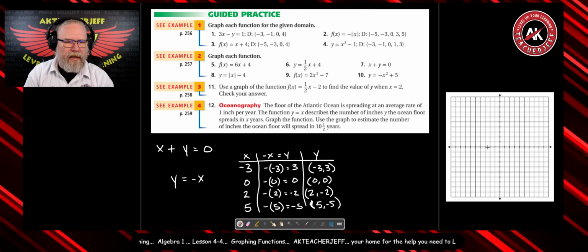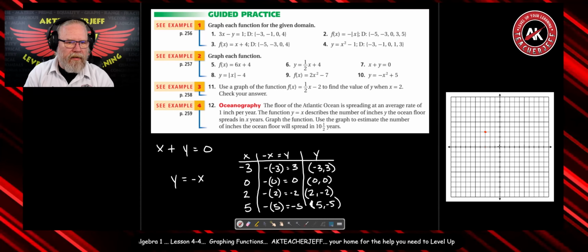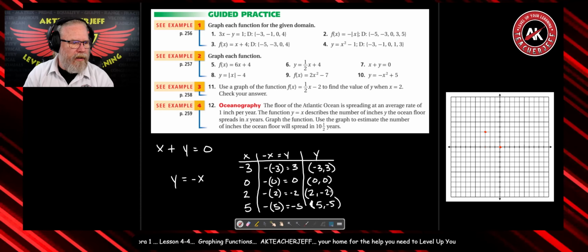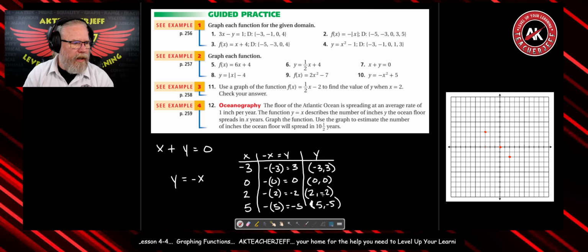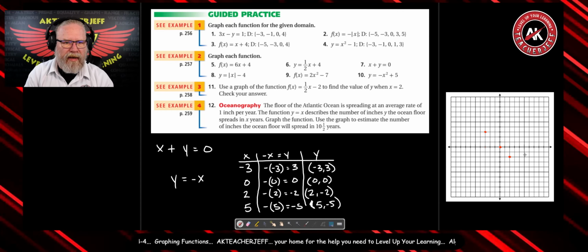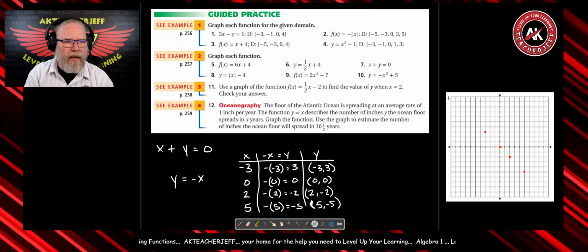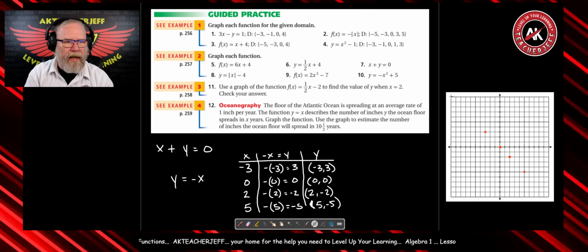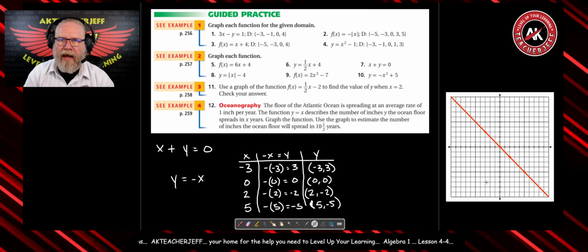-3, 3, so there's -3, it's going to be +3, that's right here. 0, 0's right here. +2, -2, it's going to be right there. And 5, -5. 2, 3, 4, 5, negative 5 should be right here. Go ahead and put a line through it. And I know that this is just like that.